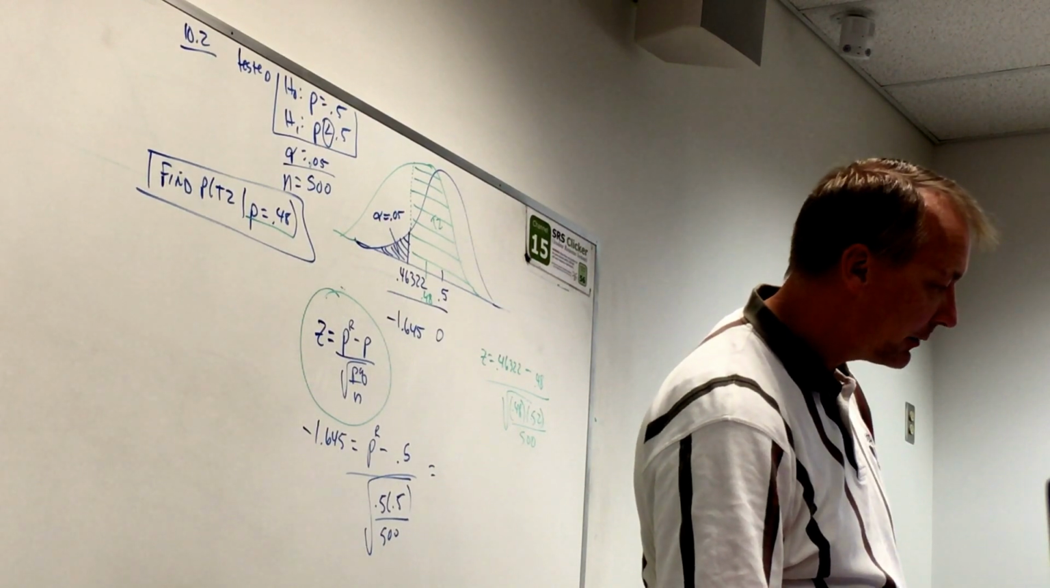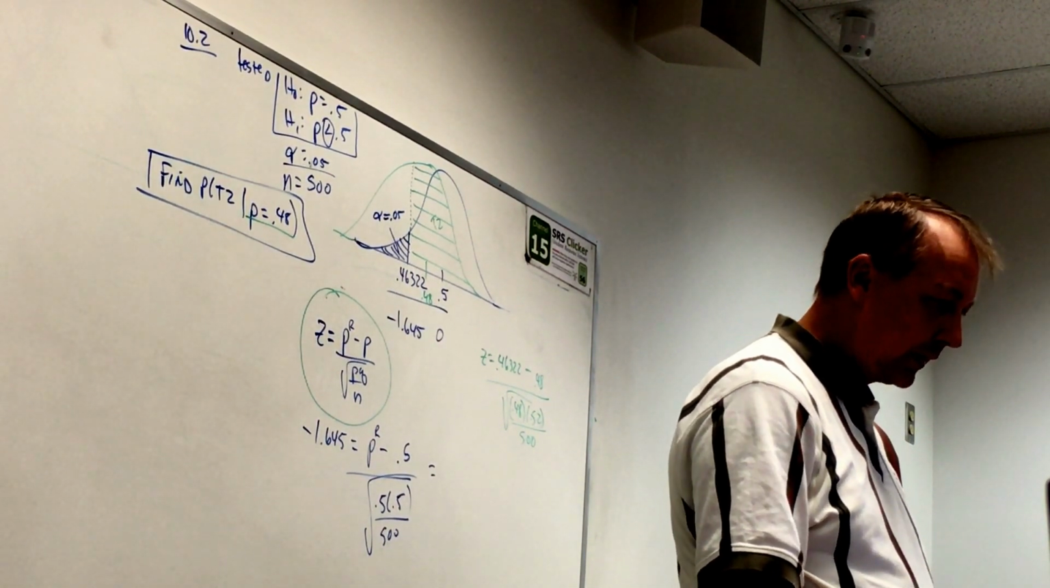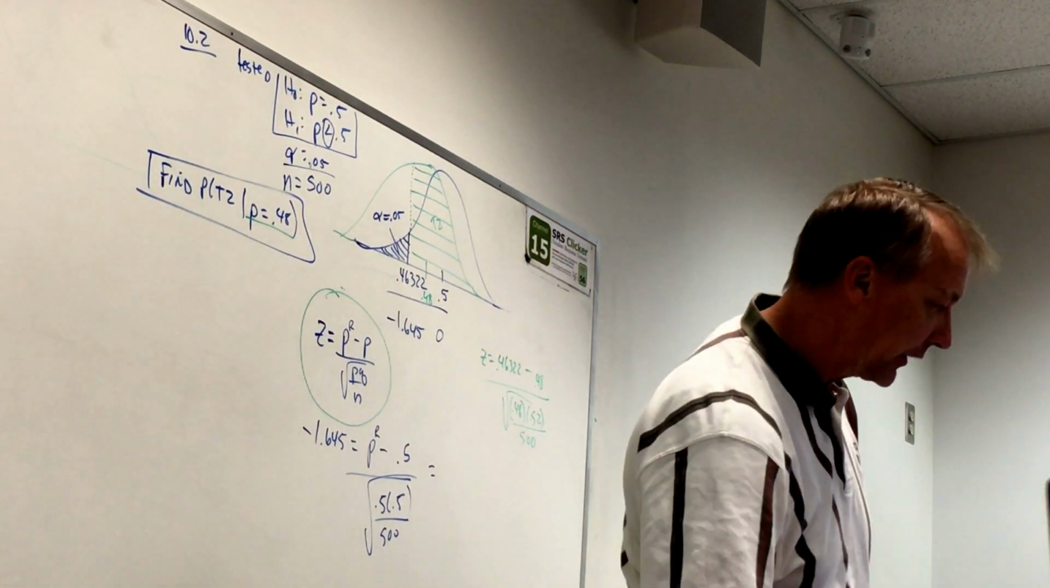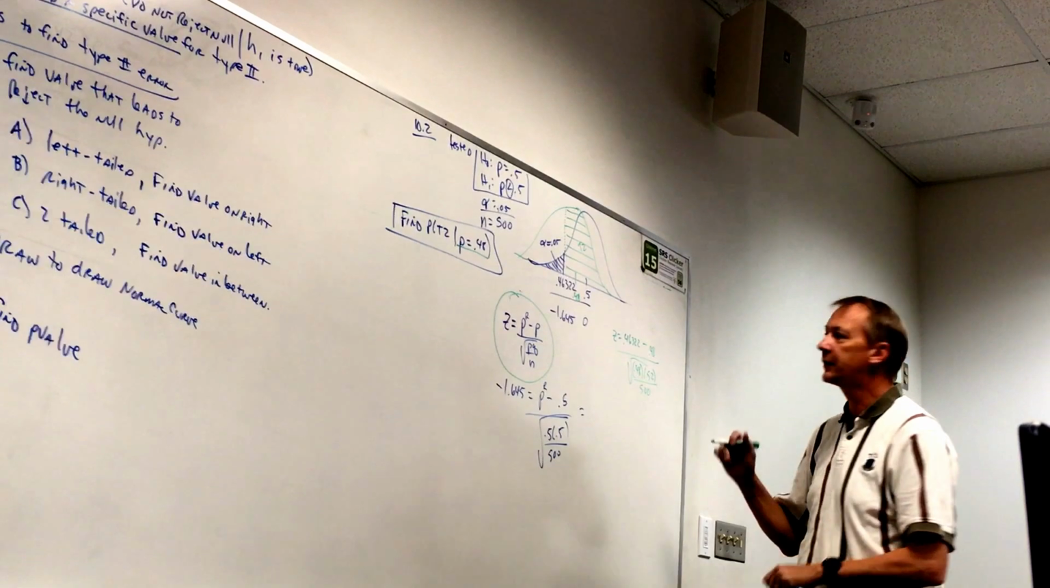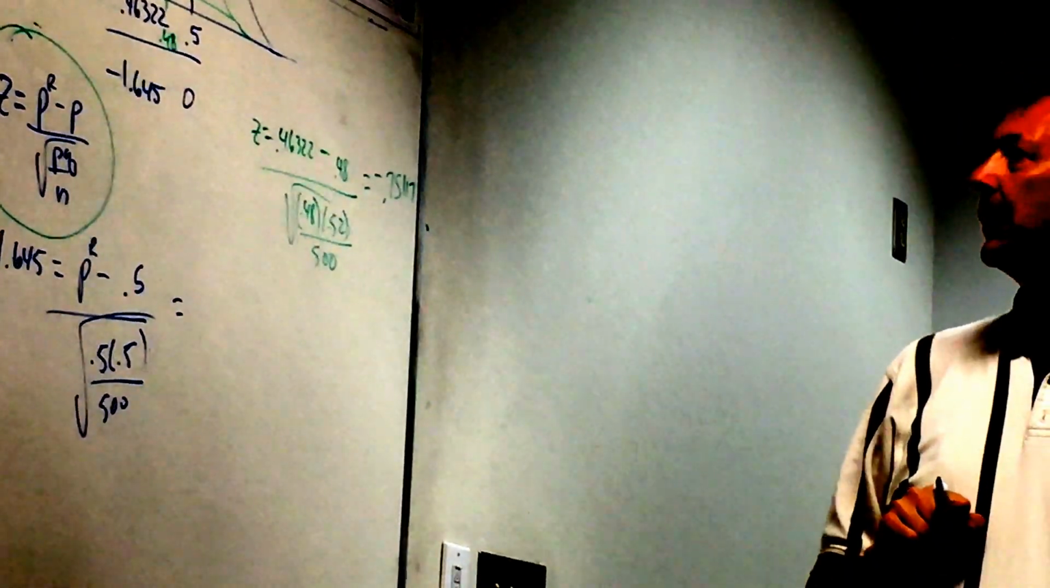I'm going to try to make all my fonts green. So z equals p reject, which I just figured out, 0.46322 minus 0.48, divided by the square root of 0.48 times 0.52 divided by 500. I'm going to divide those numbers. What is that? It's the z-score, which equals negative 0.75117. Now what do I do with that z-score?